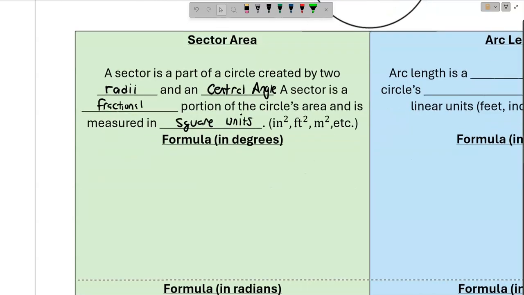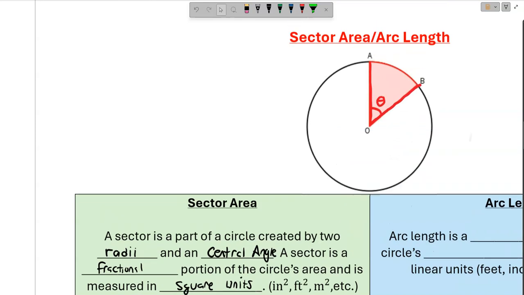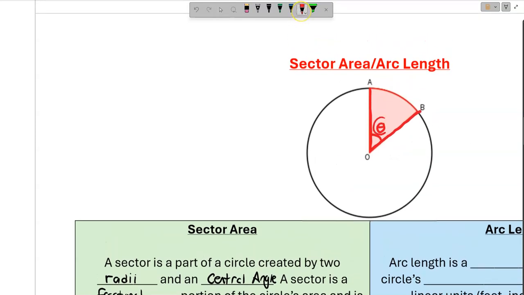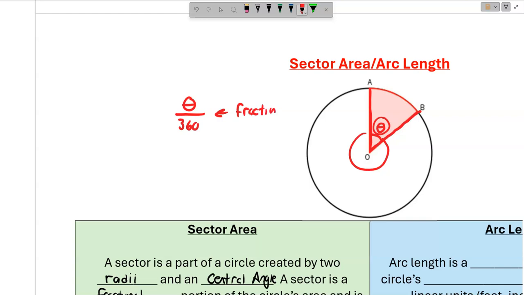So to figure out the sector area, we'll say SA for sector area, we have to first look at the entire area of the circle, pi r squared. And then if we want to find just a section of it, remember that this is a fractional part out of a total of 360. So theta over 360 is always going to give me the fractional amount that we're working with.